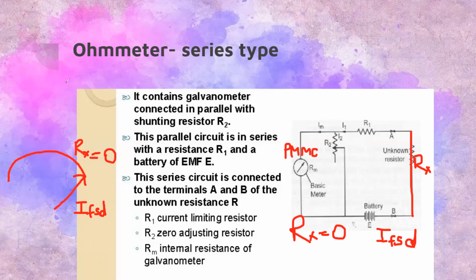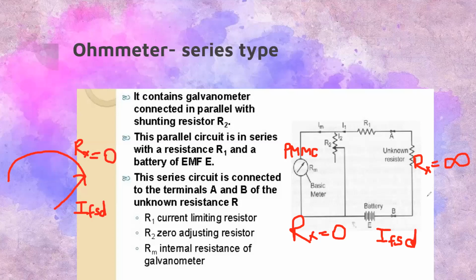Now the next condition is that we are taking conditions in such a way that minimum and maximum condition we are taking. Now, when Rx is infinite, what if Rx is infinite? Infinity means, I know it's a non-practical value. You can take any maximum value, whatever your meter is suggesting.